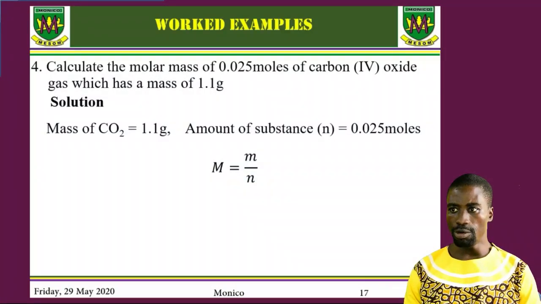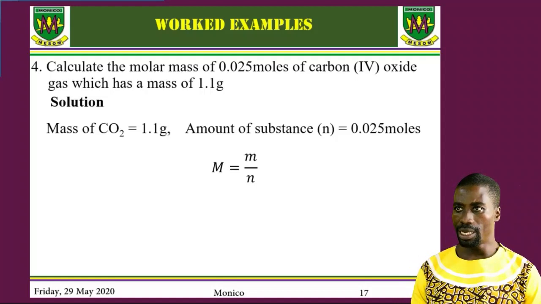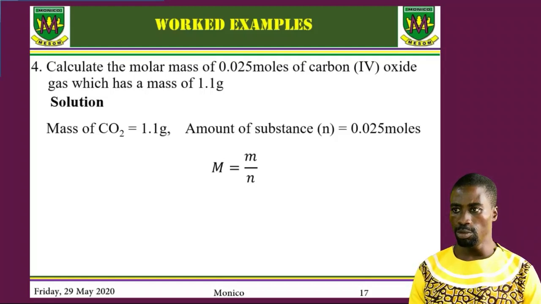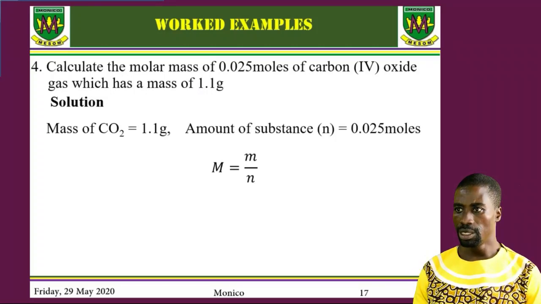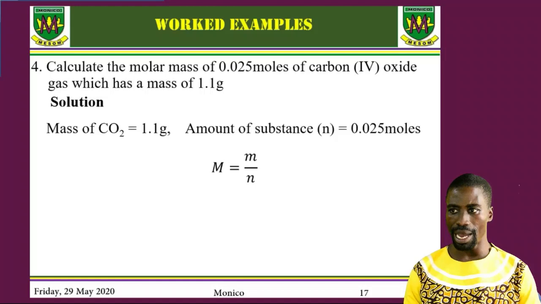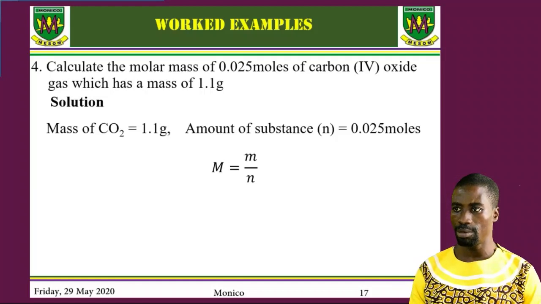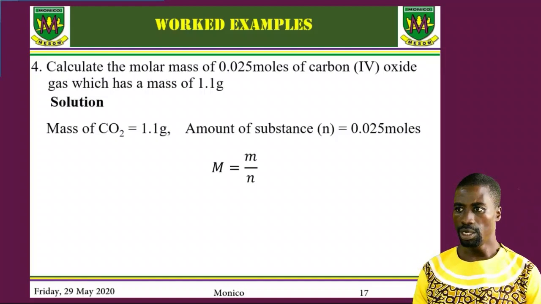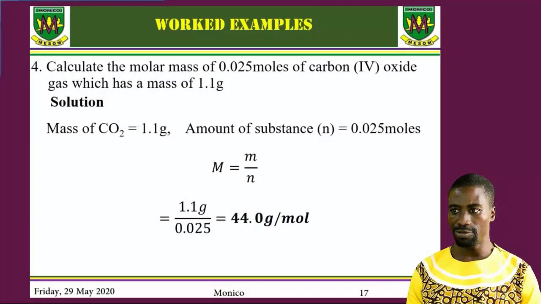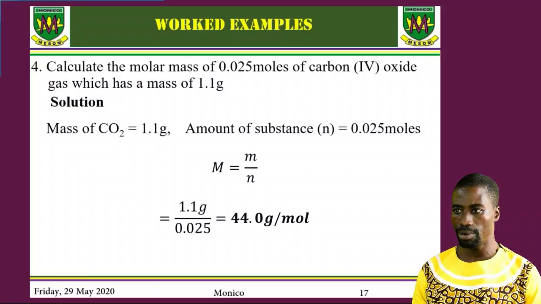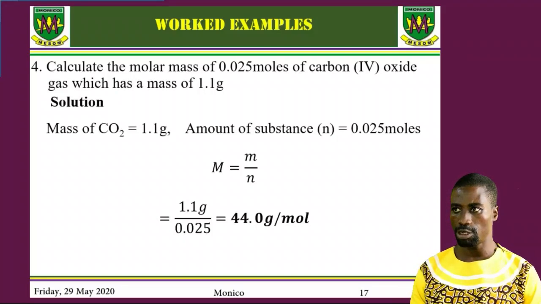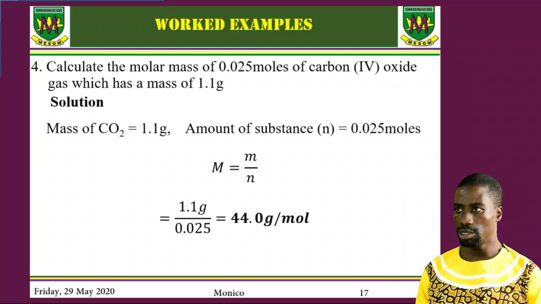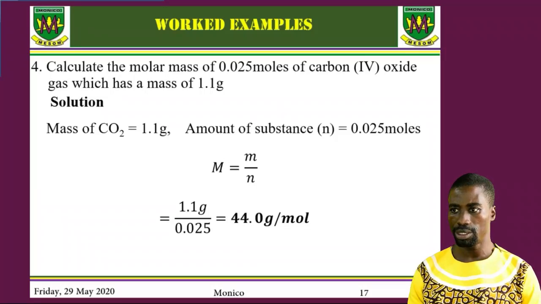Right. Now, if you remember, when I started talking about molar mass, I gave a relation between molar mass and the amount of substance, that molar mass will be equal to the mass divided by the number of moles. Mass divided by number of moles. So this is what we are going to employ, and that will give us 44.0 gram per mole. You can compare this with using the atomic masses of carbon and oxygen, and you will realize that your answer will be the same as this one on the board.